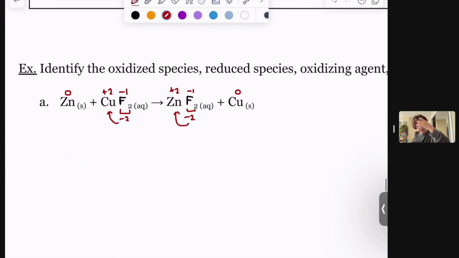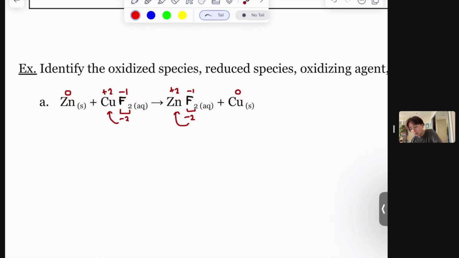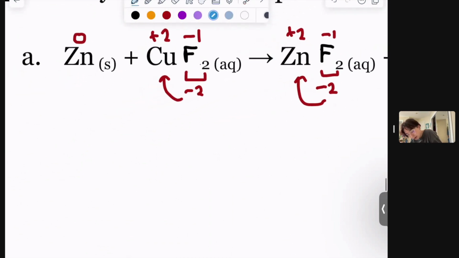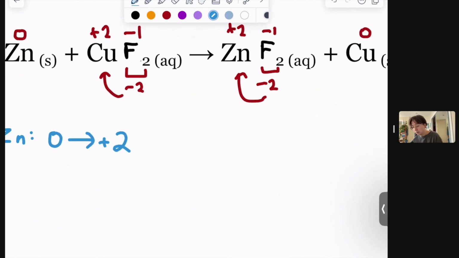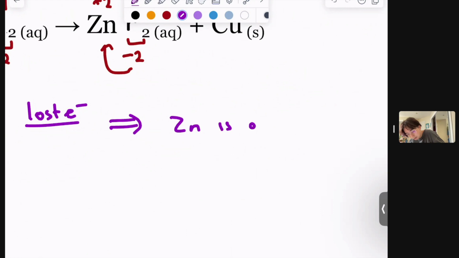Okay, so when you're identifying what has been oxidized and what has been reduced, you're going to want to look for which elements have had their oxidation numbers change from the left side of the reaction to the right side of the reaction. So let's focus in on that. You might notice, okay, zinc went from 0 to +2. See that change in oxidation number? 0 to +2. That has lost electrons. Therefore, we know that zinc is oxidized.